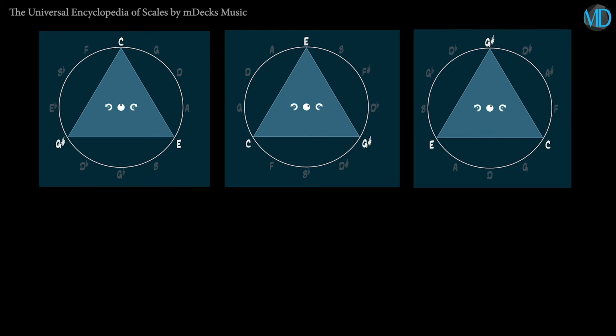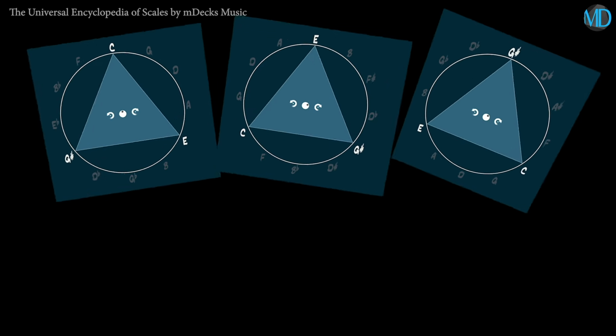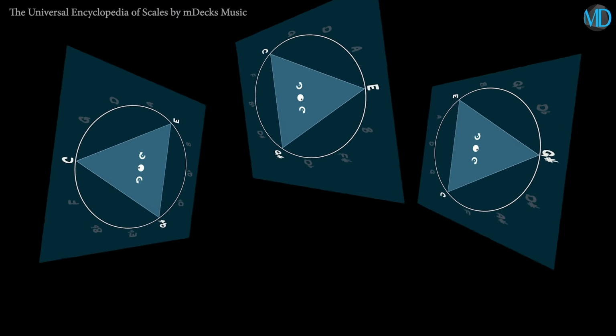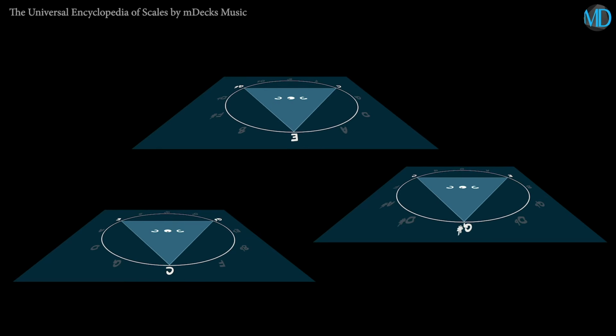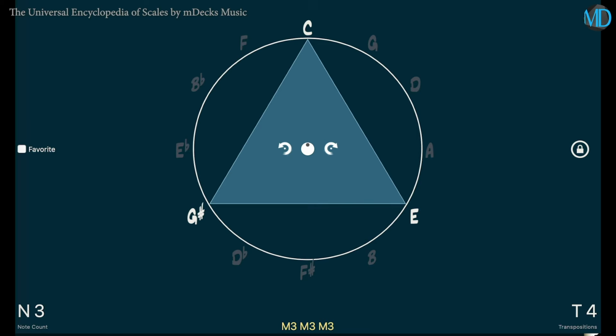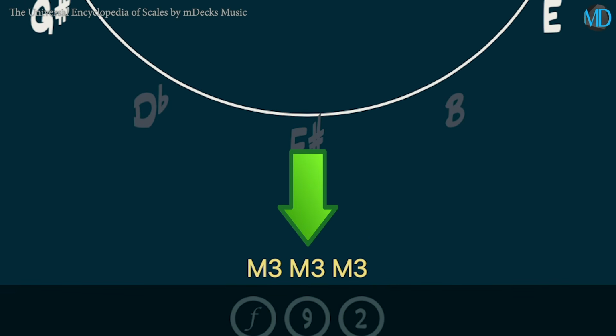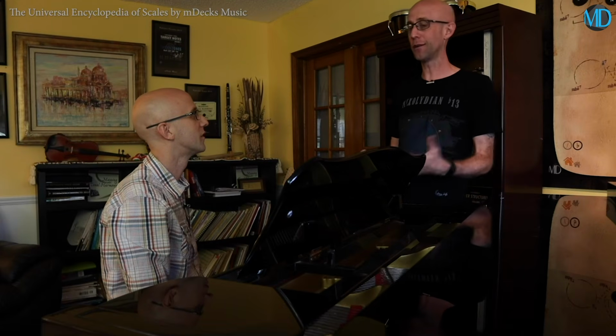The C augmented triad, the E augmented triad, and the G sharp augmented triad are all defined by the same set of notes. And no matter which note you choose as the root, the graph remains unchanged. Another way of looking at this is that if you would stand on any of the notes and look at the graph from that note's perspective, the graph would look the same from all 3 points, which also implies that the notes and the intervallic formula look the same regardless of which of these notes we choose as the root. Nice. And now you're going to tell me, but there's more.